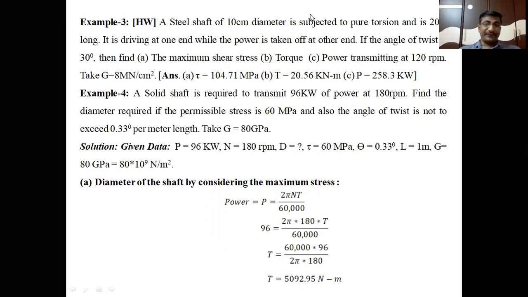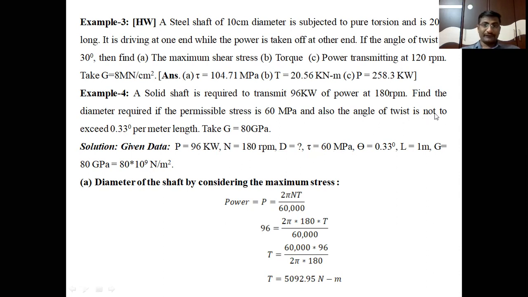Permissible stress means the maximum stress that can be allowed by the shaft. Up to that, the shaft can allow 60 megapascals. That is the maximum shear stress, tau equal to 60 megapascals. The maximum shear stress developed at the surface is represented by tau. You need not represent it as tau max. Tau itself is the maximum shear stress, equal to 60 megapascals.